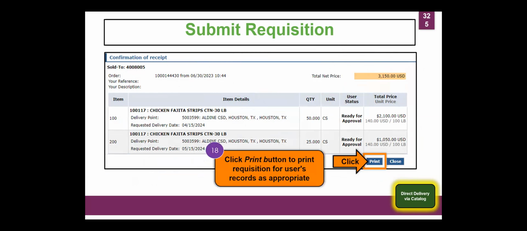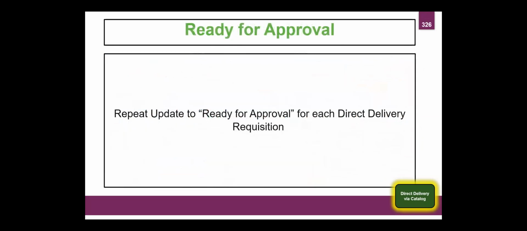Again, you want to click the print button for this requisition just for your records. And you will repeat this update and change everything to ready for approval for each of your direct delivery requisitions.